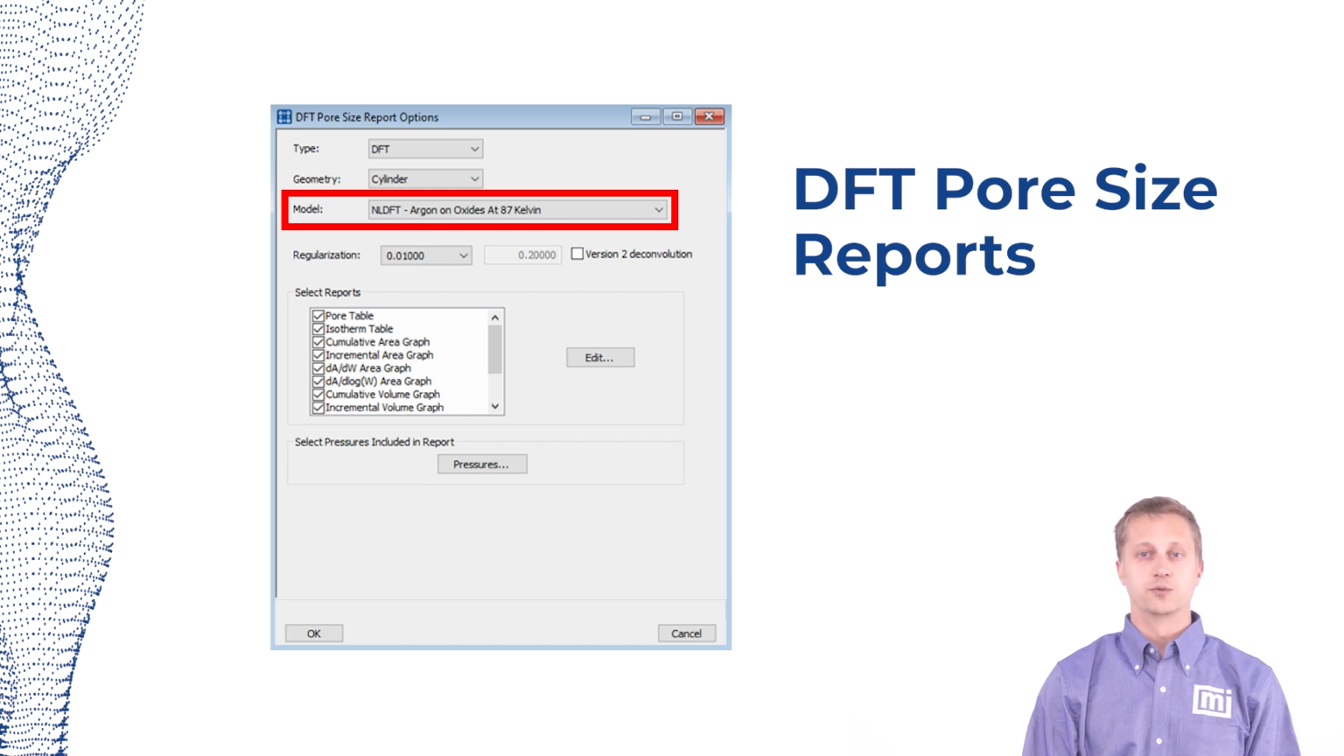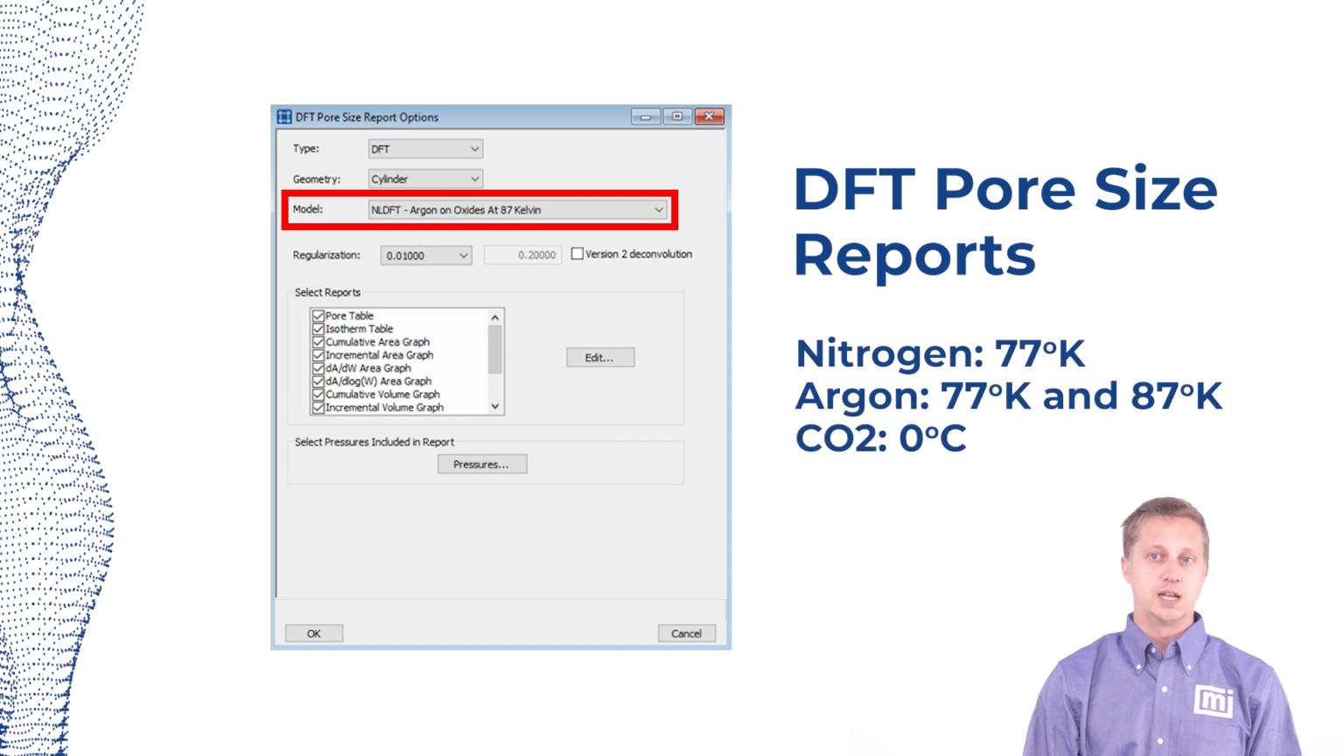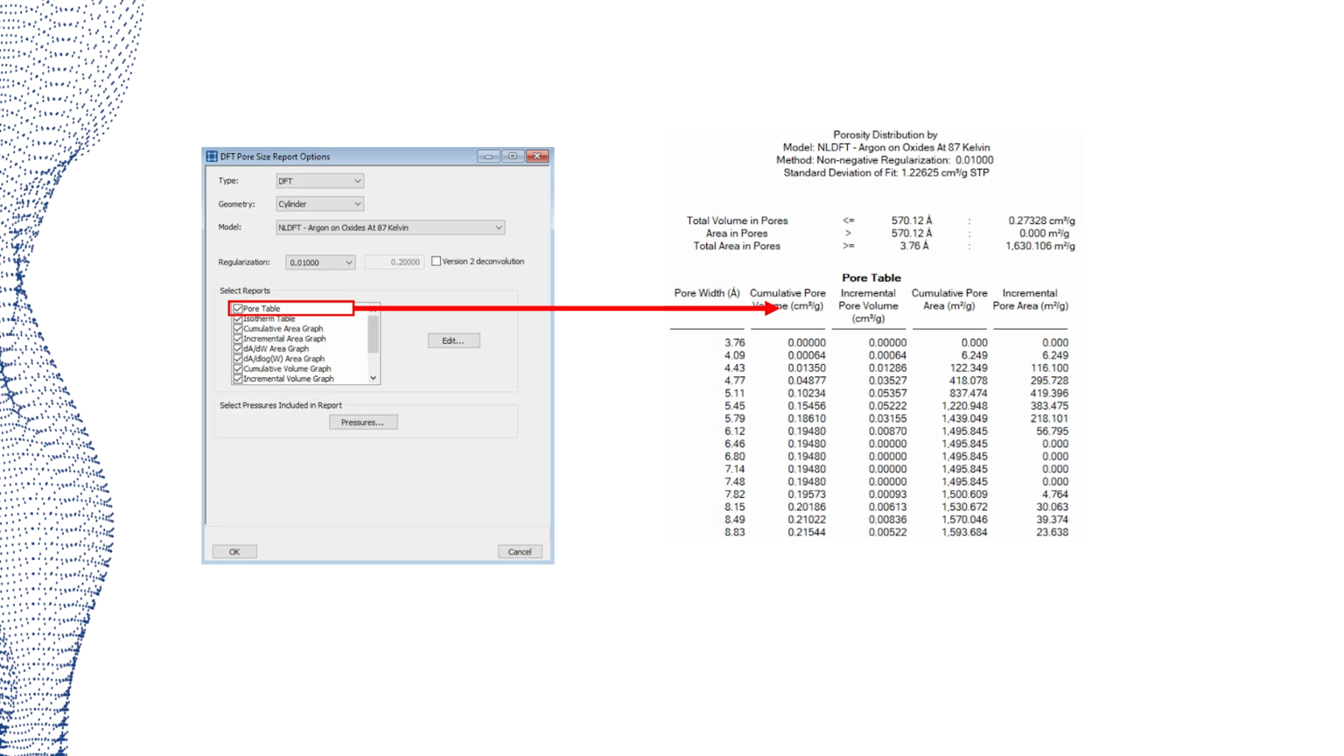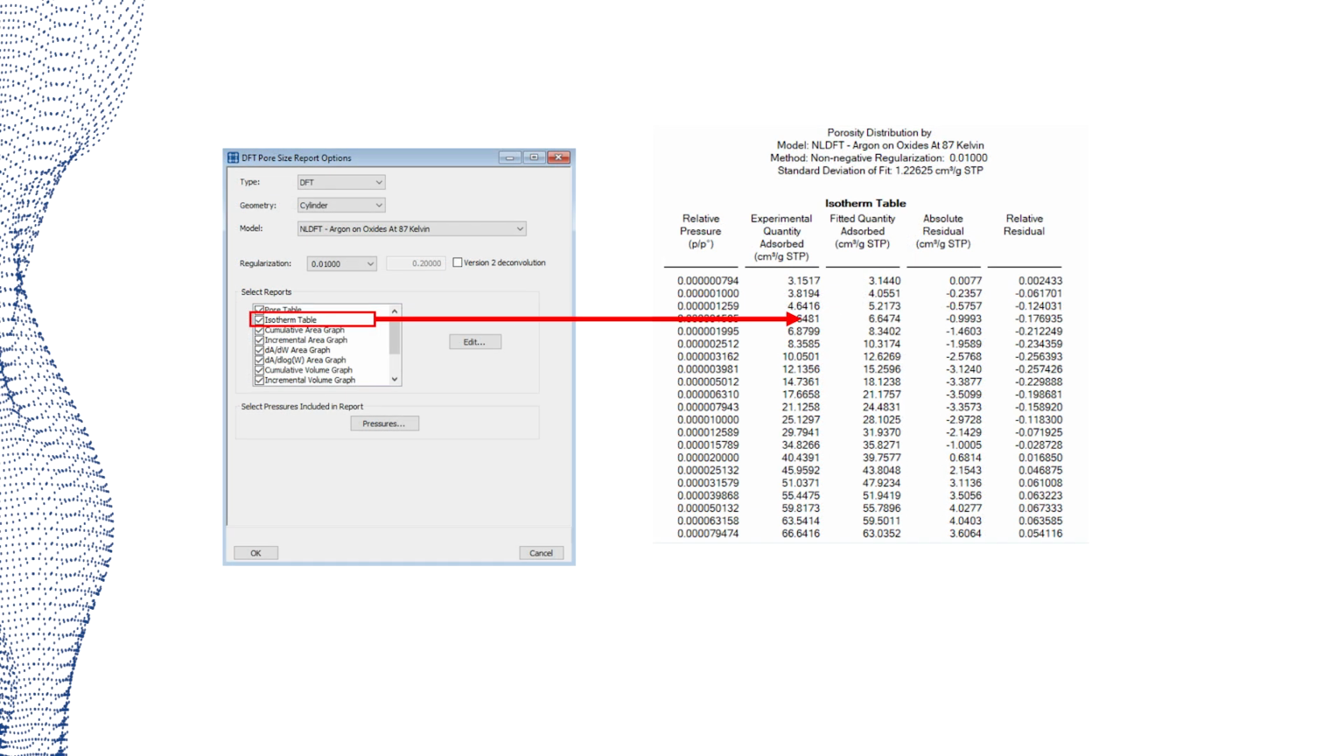We have models that are available for nitrogen at 77 Kelvin, argon at 77 Kelvin and at 87 Kelvin, and then CO2 at 0 degrees Celsius. We also have additional videos if you'd like to learn more about DFT and selecting the appropriate model. The pore table report has columns for pore width, cumulative pore volume, incremental pore volume, cumulative pore area, and incremental pore area. Once again, oftentimes it's easiest to visualize this data in graphical form. The isotherm table will display the relative pressure, experimental quantity adsorbed, fitted quantity adsorbed, absolute residual, and relative residual quantities.